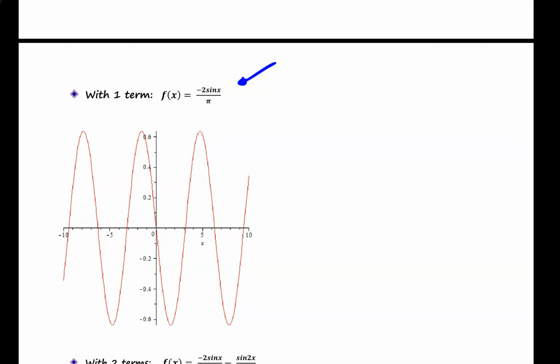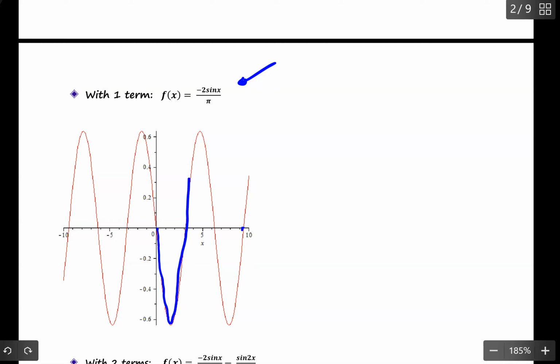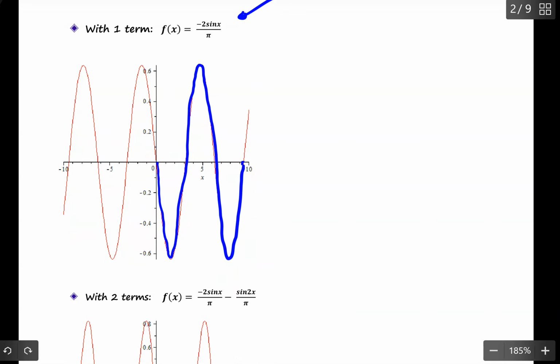I would like you to take a look at the behavior from 0 to 10. See how it goes. Okay, it's going sideways and repeating itself from 0 to 10. So that's 1.